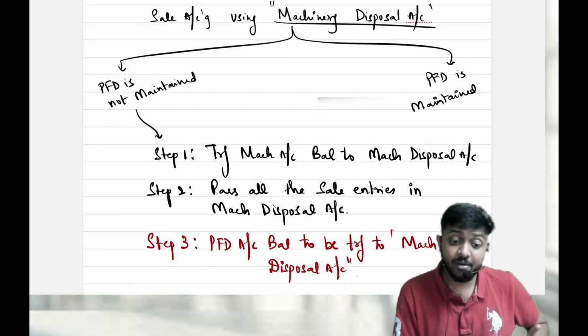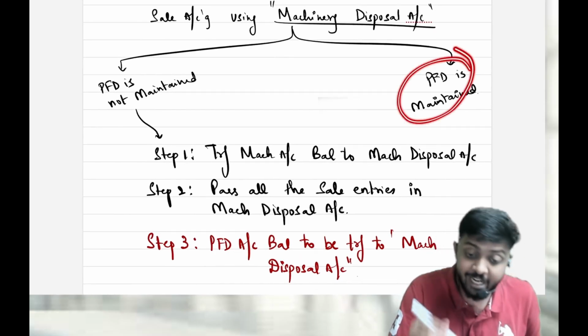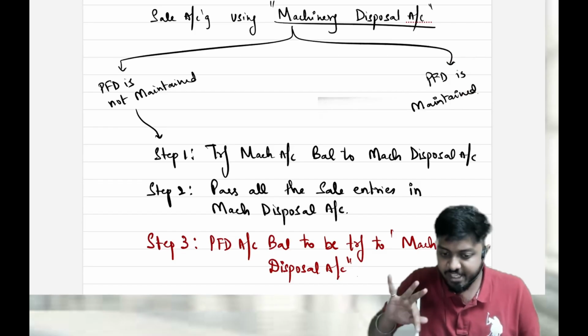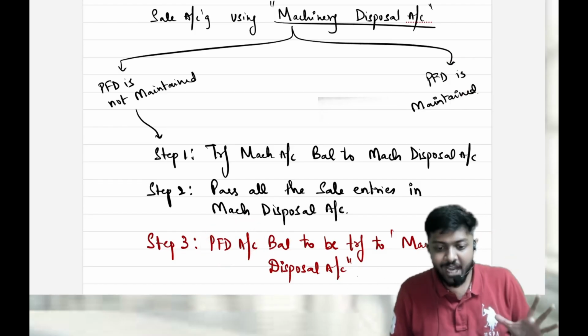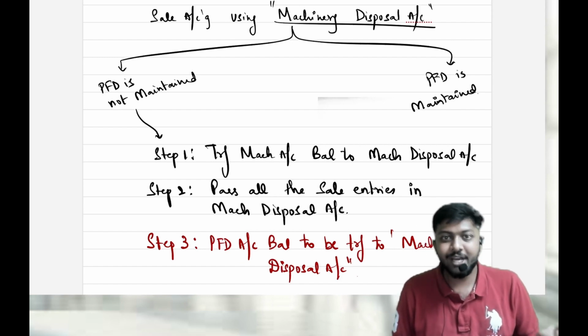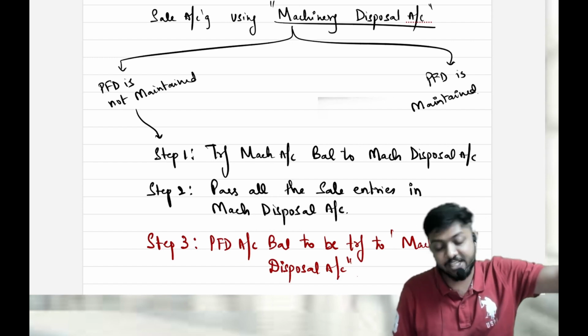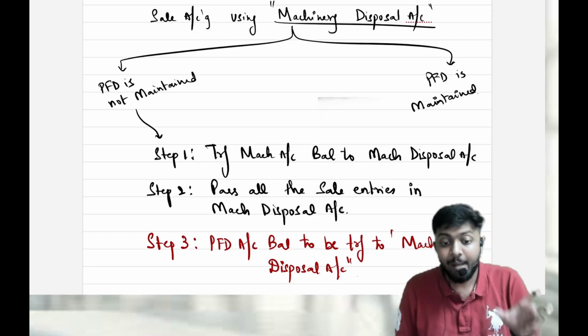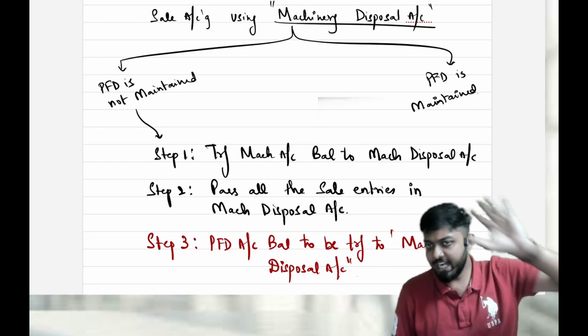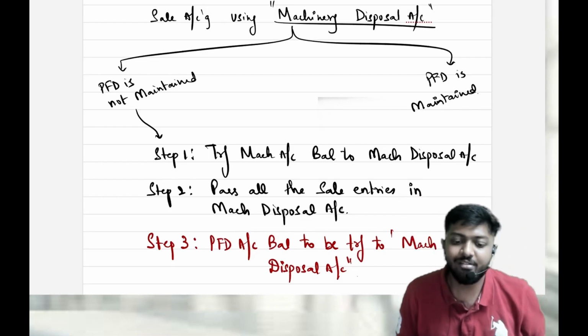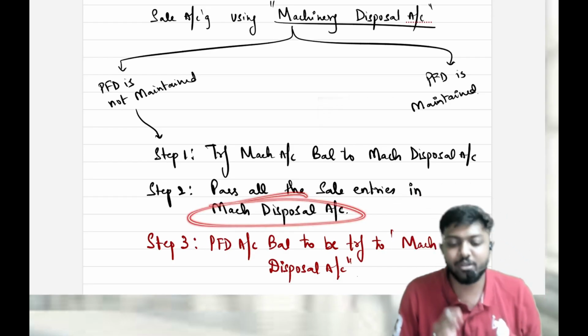Sir, if PFD is maintained, what is the case? Then one more case is where depreciation is maintained separately in the PFD account. In that method, the PFD account balance I transferred to the machinery account because there we did the sale entries. Now I transfer the PFD balance of the asset that is being sold, not to the machinery account, but to the machinery disposal account, because now we are passing sale entries in the machinery disposal account. That's all.